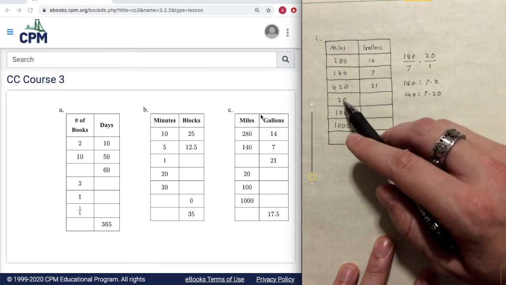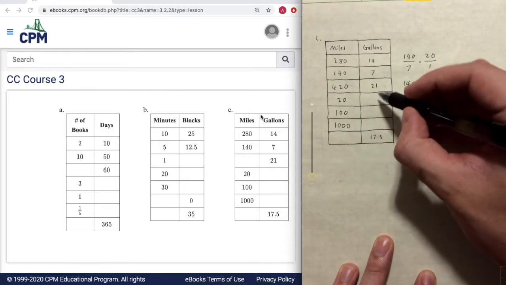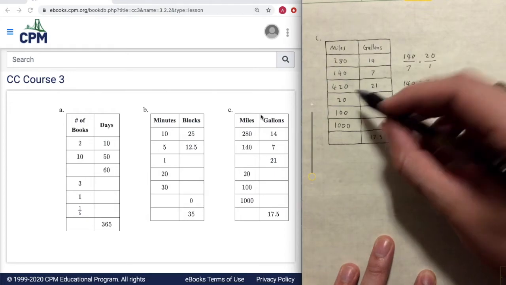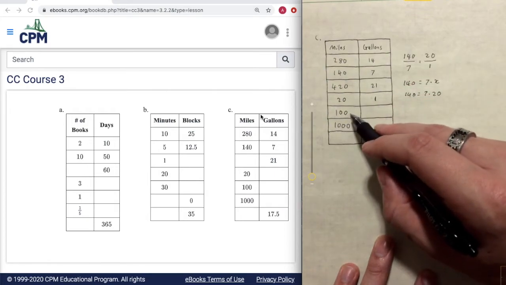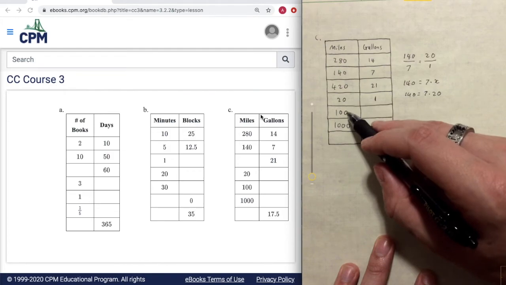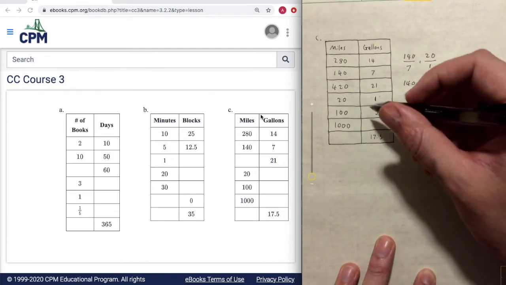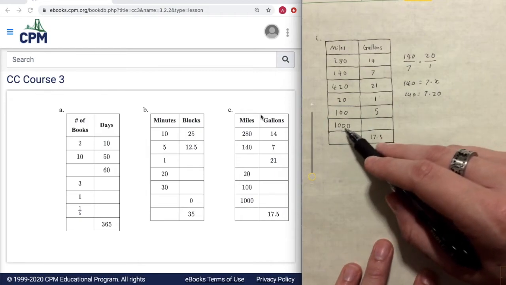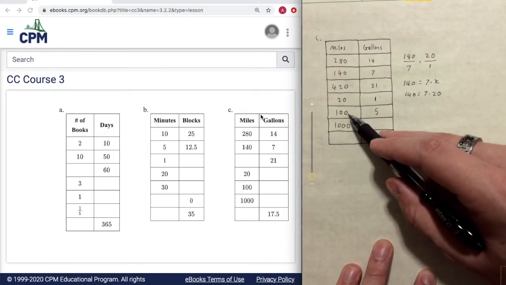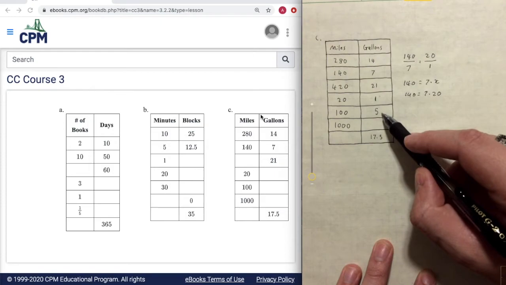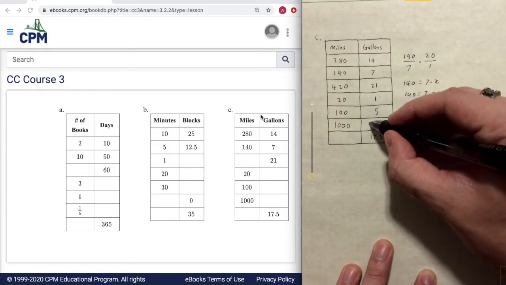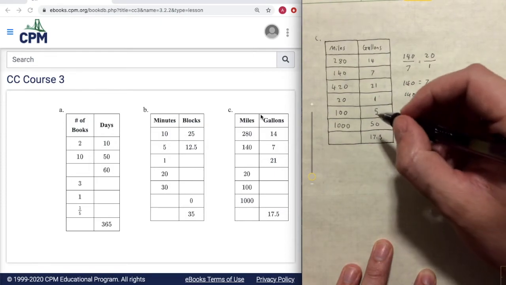If we look down here, we have 20 miles, so we know that's going to be 1 gallon. Here we have 100 miles, which is 5 times as far, so it's going to require 5 times as many gallons. And here we have 1,000 miles, which is 10 times more than this, so it's going to require 10 times more as well. So it's going to be 50 gallons.